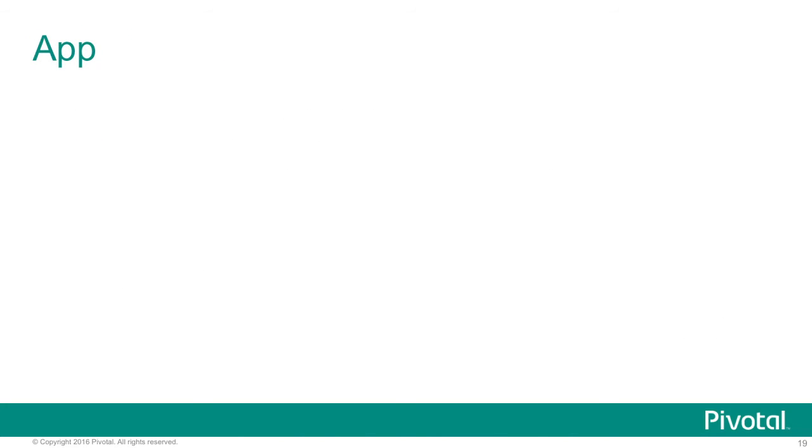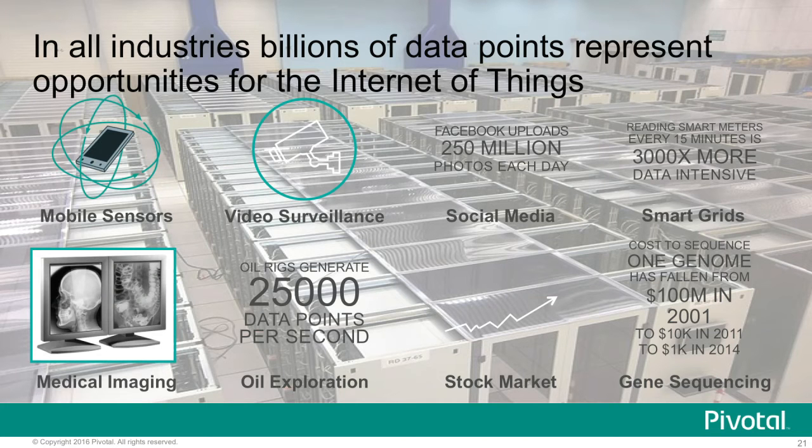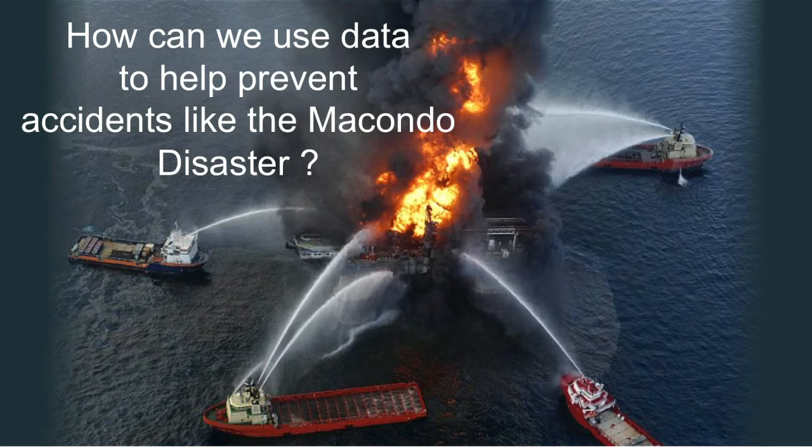In terms of taking this framework and using it to solve new data science challenges, I think the Internet of Things is a really compelling one. I think a lot of us know that every industry is generating billions and billions of data points, and all this data is coming in, and we need to be able to make use of it. One component is building a model and understanding this data, but another component is building an application where human users can interact with the data, get the results from the model, and have input on it. Getting into a specific example, how could we use data to prevent accidents like the Macondo disaster? For those of you that don't know, the Macondo disaster is the largest oil spill in history, and it was caused by equipment failure.